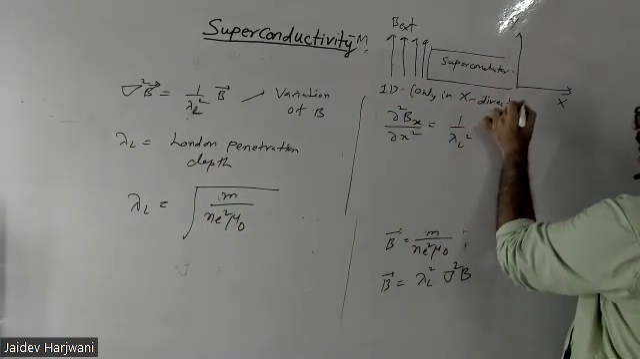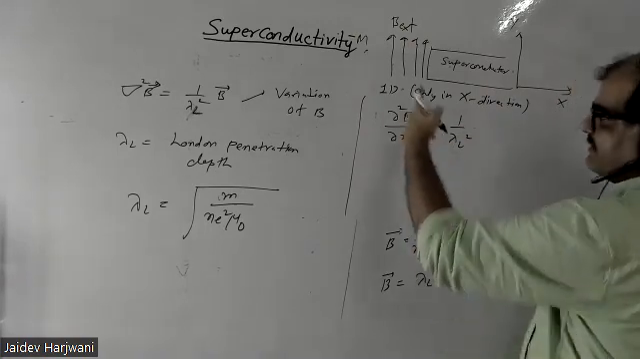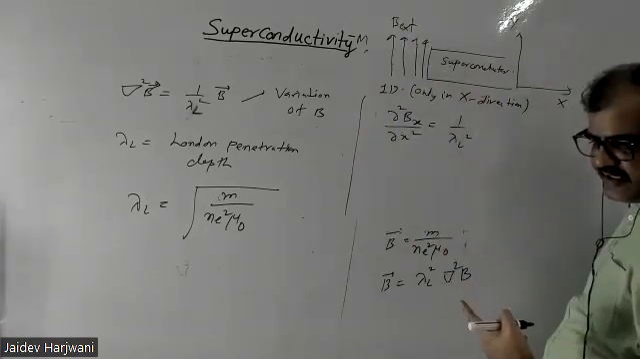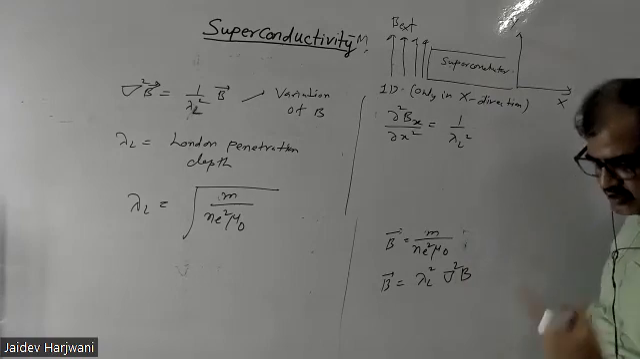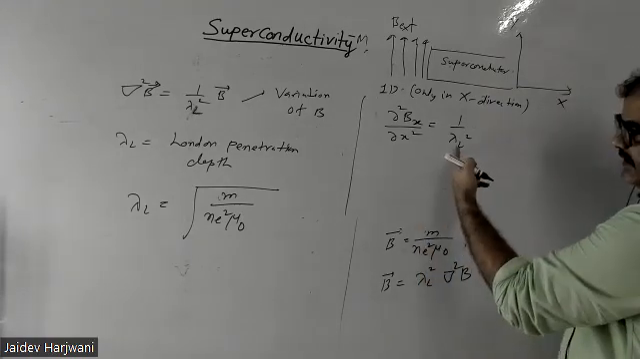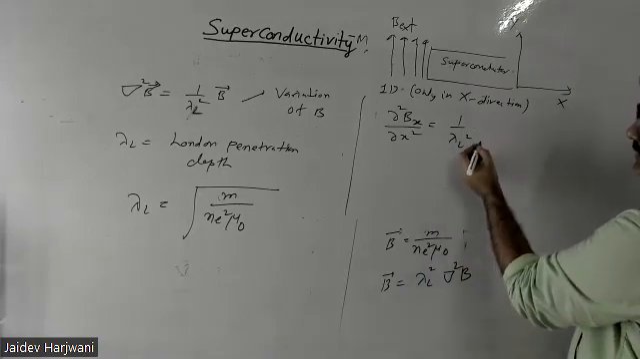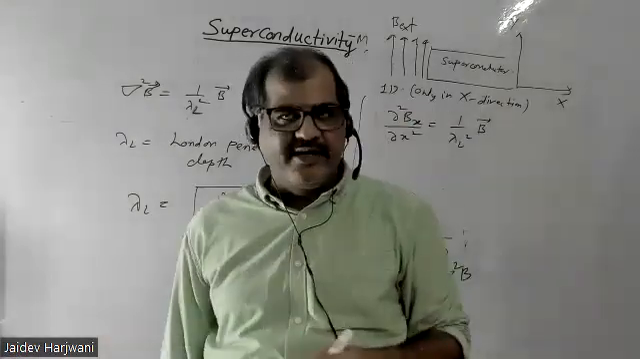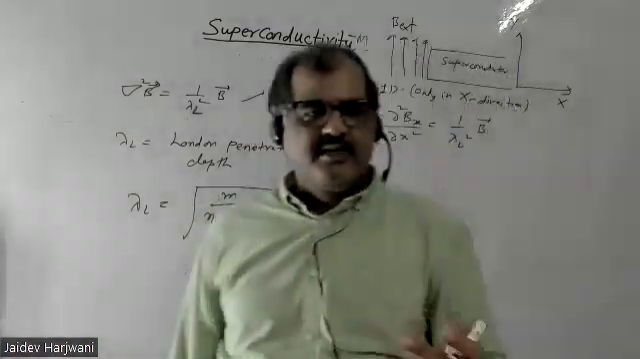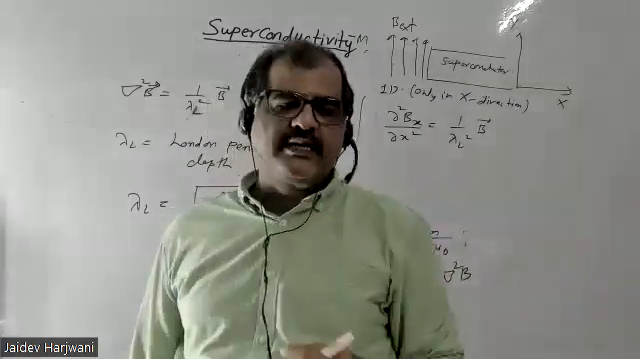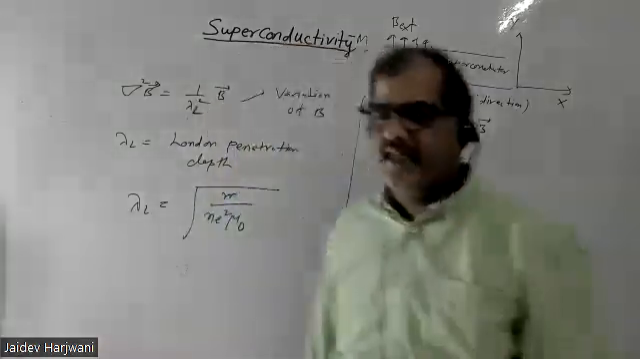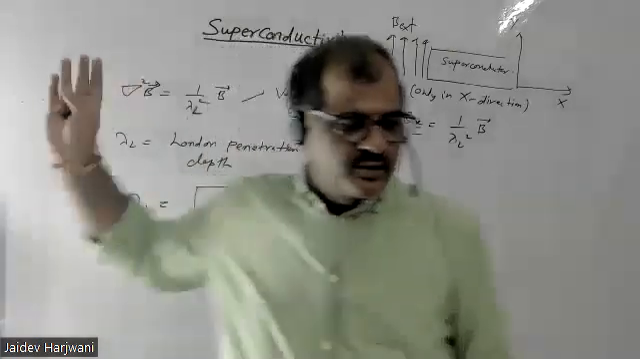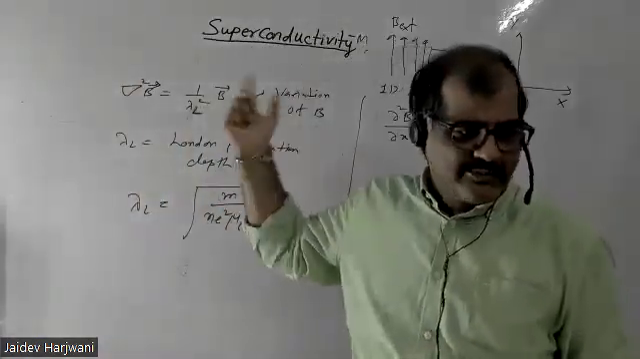This is the external magnetic field we are applying, but we are solving for inside the superconductor. Inside the superconductor I get this equation, one by lambda squared B. That means the magnetic field is not constant. Even though you applied a constant magnetic field outside, you do not get a constant field inside. The magnetic field is screened inside the material. That is why I use these Maxwell equations. If you set it to zero beforehand, what would you solve? So I am solving these equations.